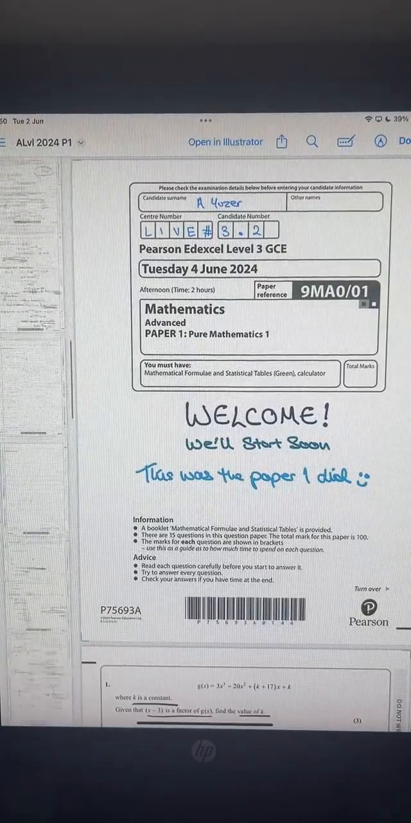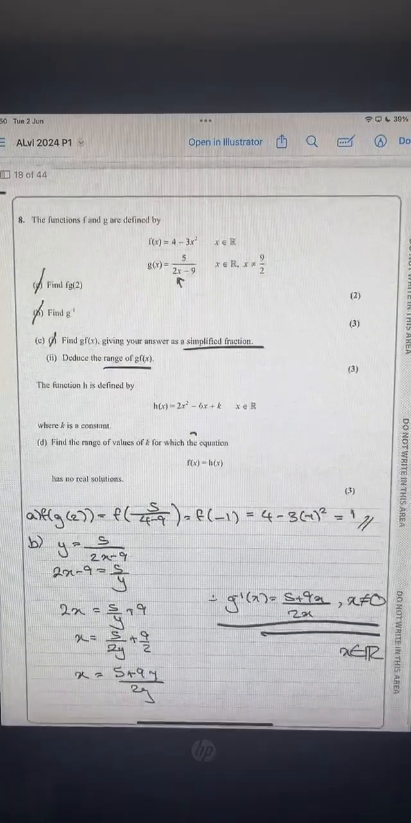I'm hoping it's saved because this likes to bug me. Thank God it's saved. Okay, cool.